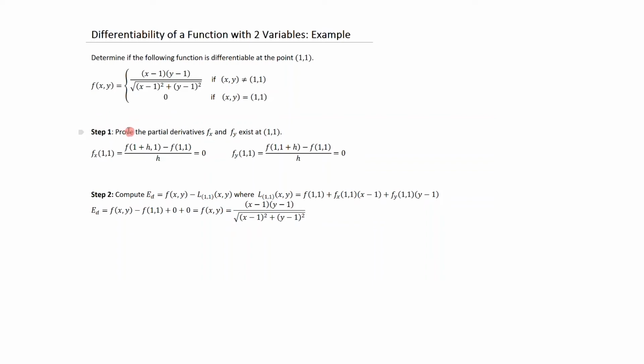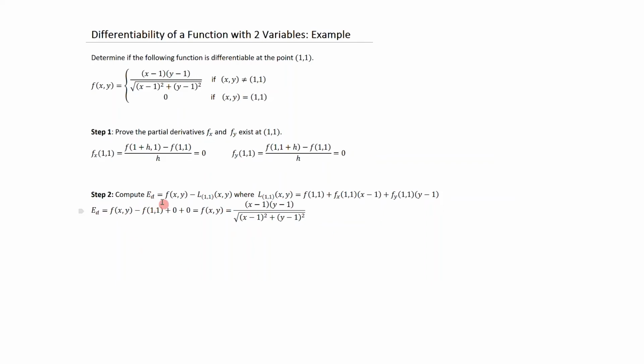So the first step is to prove the partial derivatives fx and fy exist at (1, 1). And so we just use the definition of partial derivative to do the computations. And we find that, in fact, they do exist. f partial x is 0 and f partial y is equal to 0. So step 1 is finished.